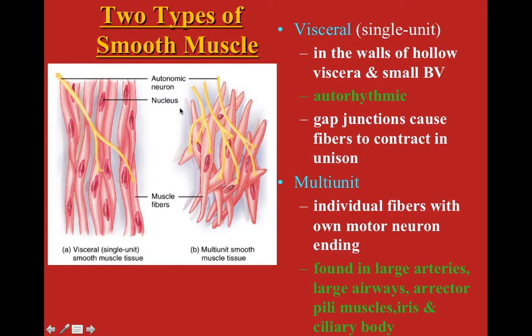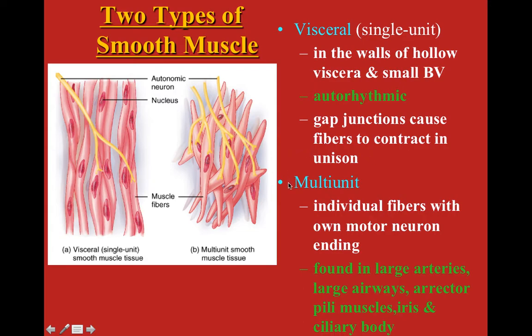Now we're going to take a look at some smooth muscle, and we'll finish our discussion on the smooth muscle next time. There are two types of smooth muscle that we are going to focus upon. There's visceral smooth muscle tissue, and there's multi-unit smooth muscle tissue. Visceral, which you can probably deduce is a single unit kind of smooth muscle tissue. It's in the walls of our hollow viscera and small bowel viscera. It's autorhythmic. There are gap junctions between them that cause the fibers to contract in unison.